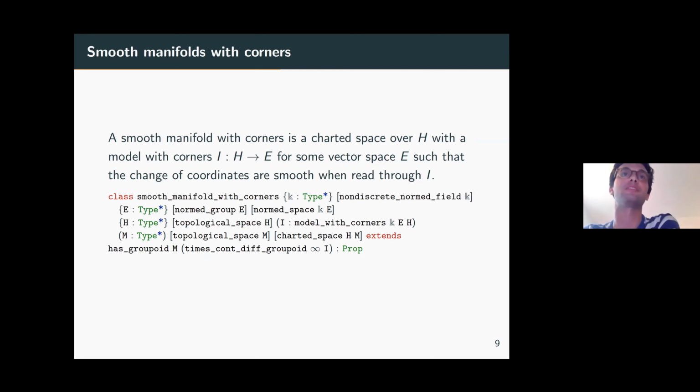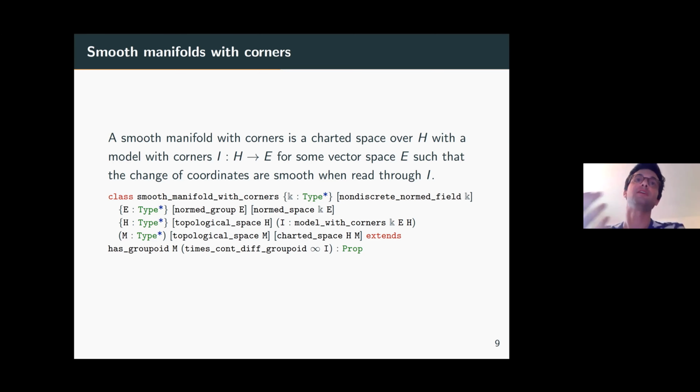At this point, we can give the definition of a smooth manifold with corners, which will be defined as a charted space over a topological space that has a model with corners into a model vector space over our arbitrary non-discrete normed field. And we also require that the changes of coordinates are smooth with respect to the model with corners. By change of coordinates, we mean, as classically in geometry, the composition of charts together with the inverse of other charts when the charts intersect, on a common domain.